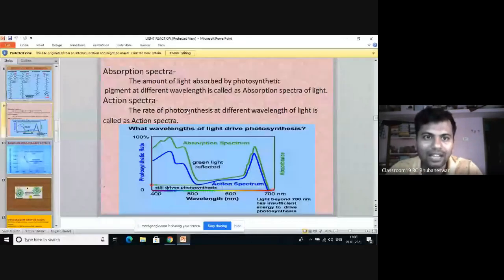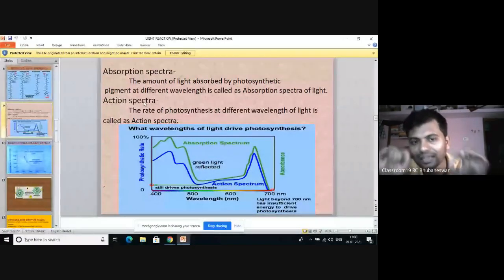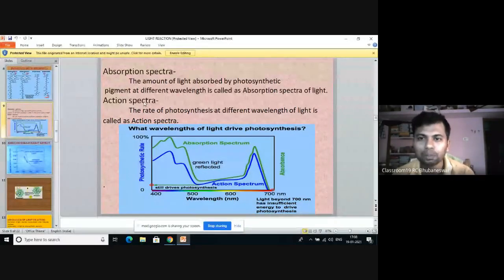Look at the terms absorption spectra and action spectra. Absorption spectra means the amount of light absorbed by the photosynthetic pigment at different wavelengths of light. In a simple sentence, the amount of light energy absorbed by the pigment molecules or by the chlorophyll molecules present in the leaf is known as the absorption spectra.